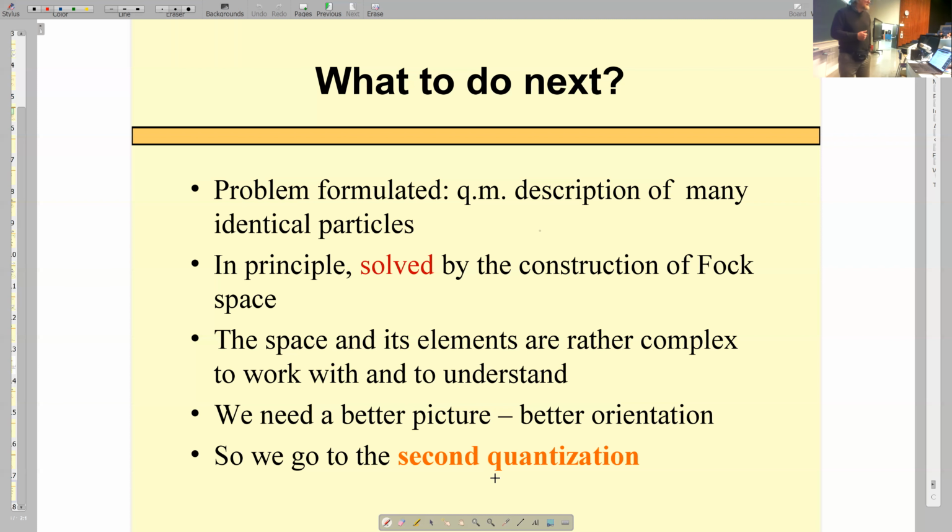Right, we have to proceed in another way. We need a better picture. We need a better orientation in this basis, in this Fock space, right? And that's how we get to second quantization. It would be logical to start with second quantization right away. I still have like 15 minutes.